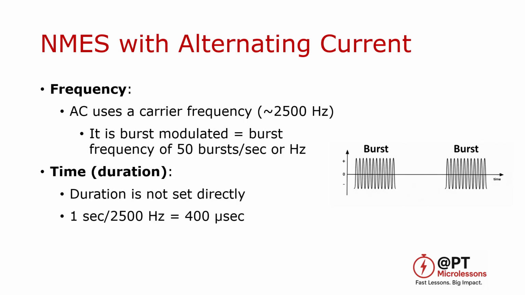Also, we need to remember that with alternating current, we do not set the duration directly. Instead, the cycle duration is determined by the carrier frequency. Here, Russian current has a carrier frequency of 2500 Hz. So we can calculate the duration using 1 divided by the carrier frequency. So 1 divided by 2500 gives us 400 microseconds. Again, that is within the ideal range of 200 to 600 microseconds we discussed in the NMES settings.